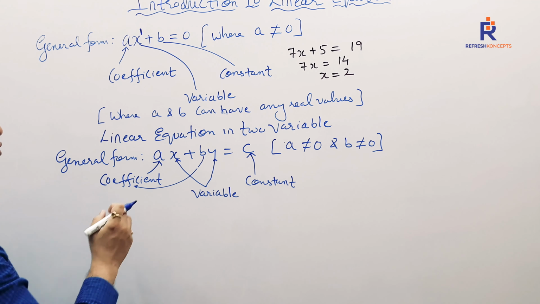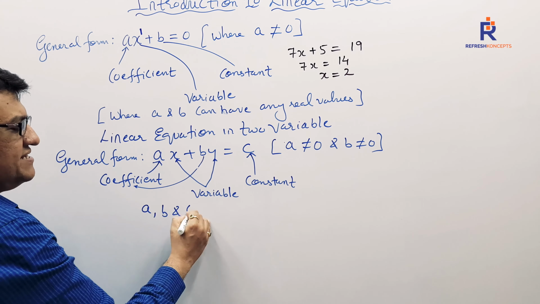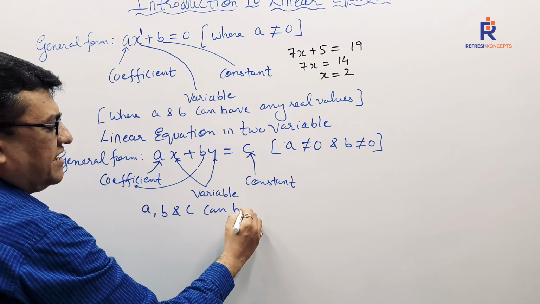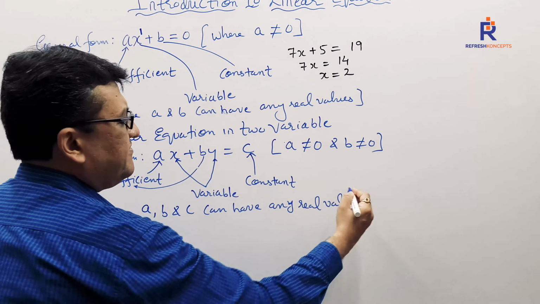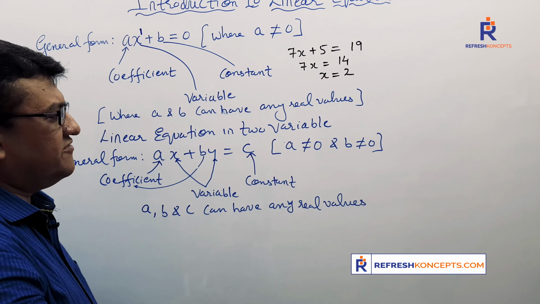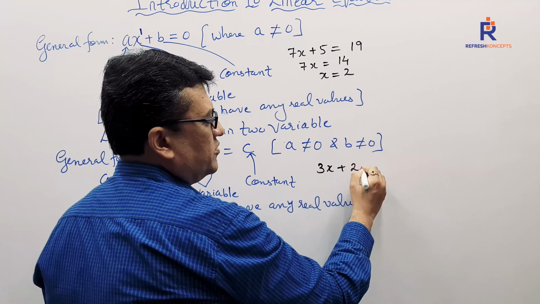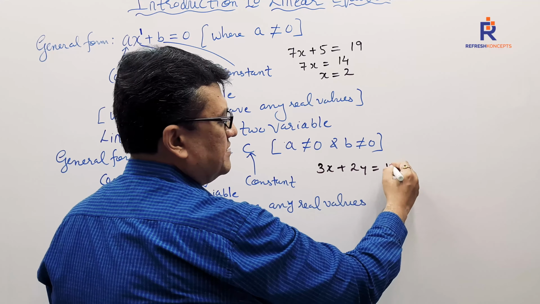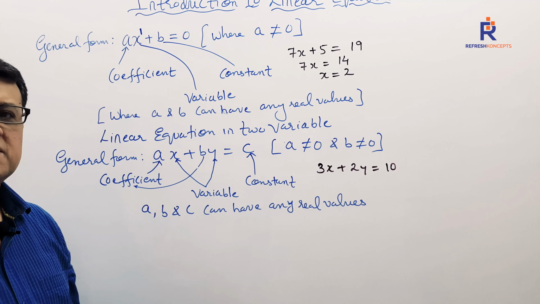Finally, what values can a, b and c have? A, b and c can have any real values. If you want, I'll give you a very simple example. Say 3x plus 2y equals 10. This is an example of linear equation in two variables.